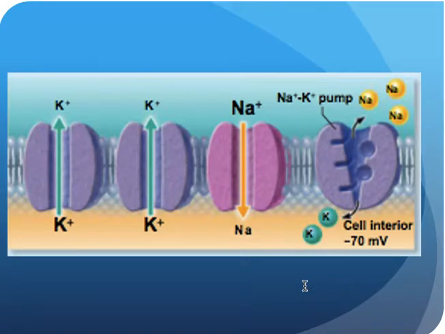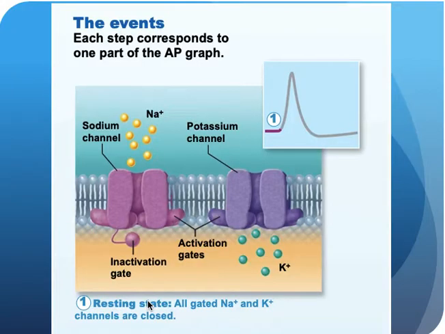So here's our picture again that we saw before, but these are all my channels, my leakage channels, my sodium-potassium pump, and these are just working when my neuron is at rest to maintain this negative 70 millivolts difference between the inside and the outside part of the cell. So now we get to, this was step 1, now we're going to move on to step 2.